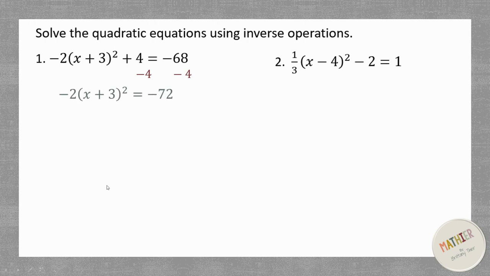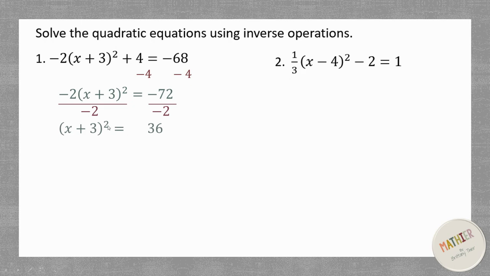The next thing we want to do is outside the parentheses, this is multiplication right here. When there's nothing between the number and the parentheses, that means multiply. So to undo that, we would divide. So dividing both sides by -2, it cancels out the -2 on this side. On the right-hand side, we get 36.